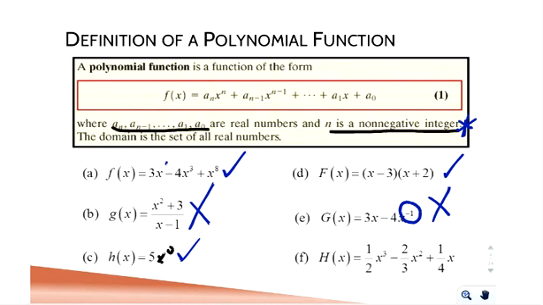Okay, and let's see, what about H? Well, all the exponents look cool. There's a 3, there's a 2, that's understood to be a 1, and yeah, the coefficients are fractions, but that's okay. It says the coefficients can be any old real number. It's the exponents that we're worried about, so that's a yes as well.